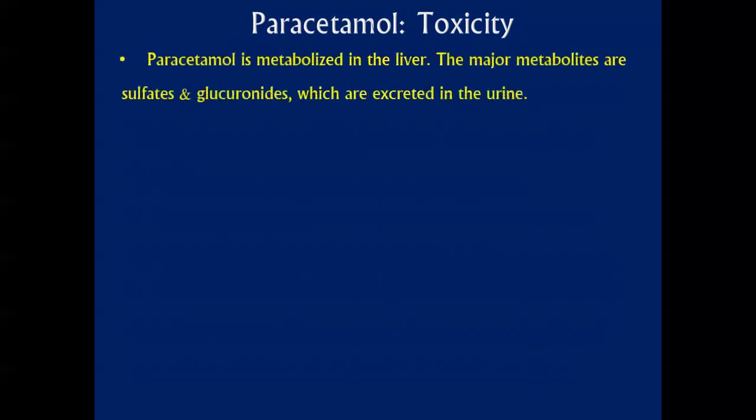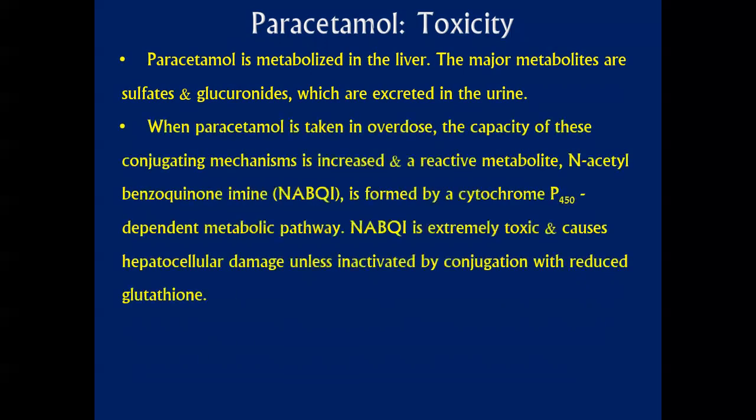You need to understand. It is metabolized in the liver. The major metabolites are sulfates and glucuronides, which are excreted in the urine, physiologically. However, when paracetamol is taken in overdose, the capacity of these conjugating mechanisms is exceeded and a reactive metabolite, N-acetyl-p-benzoquinone imine, NAPQI, is formed by a cytochrome P450 dependent metabolic process. Because you are now metabolizing a lot of drug, this intermediate metabolite is synthesized. In moderate amounts, the liver has the capacity, hepatocytes have the capacity.